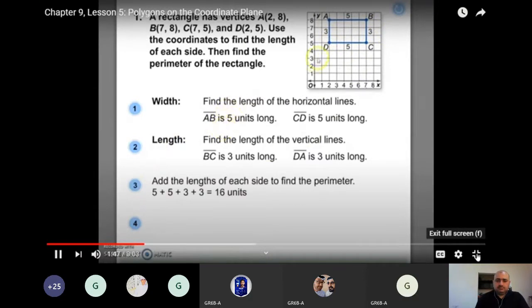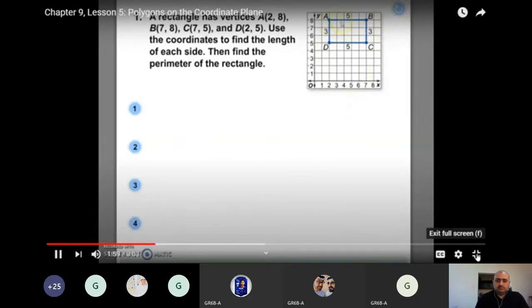To find the perimeter, we add all of those sides. 5 plus 5 plus 3 plus 3, and we get 16 units. So the perimeter of this rectangle is 16 units. To summarize, plot your points, figure out what the lengths are, and then add up all the lengths to find your perimeter. And there is our 16.